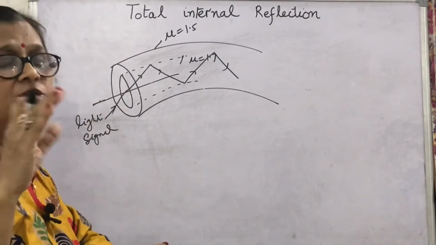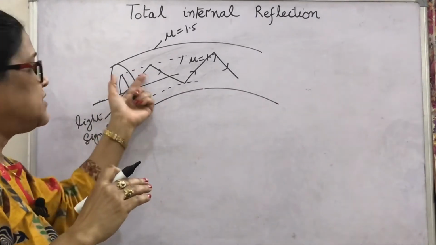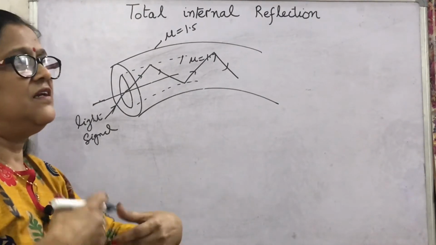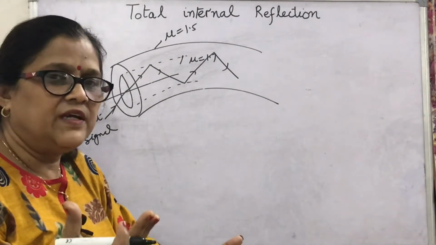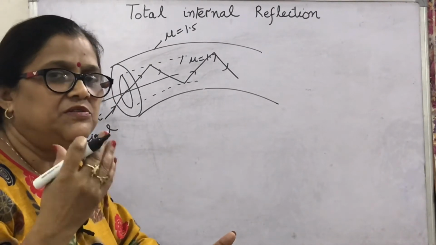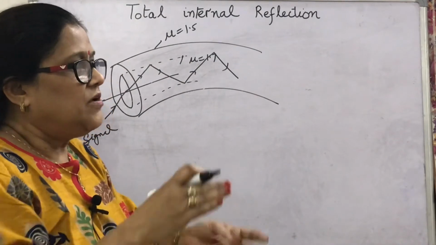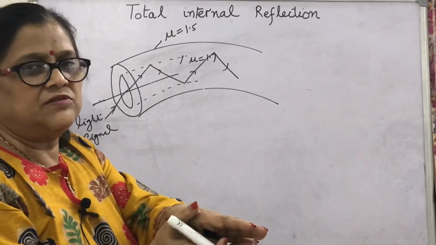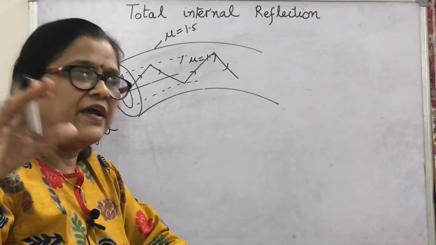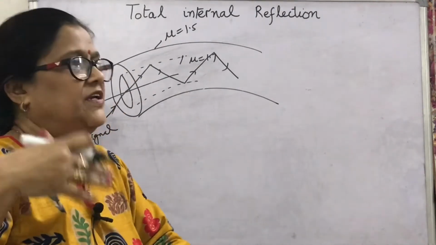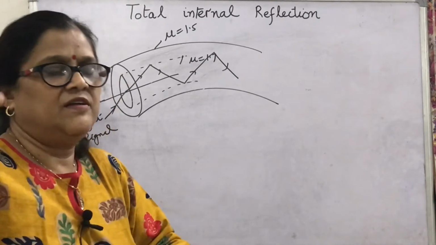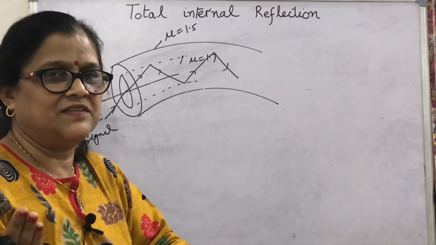Electrical signals are also transferred by this optical fiber. How? Electrical signals are first converted into light signals by using a device called a transducer. You know, a transducer is a device which converts one form of energy into another. So electrical energy is converted to light energy, and at the receiving end, the light energy is again converted into electrical energy. So again you get electrical energy transferred from one place to another.